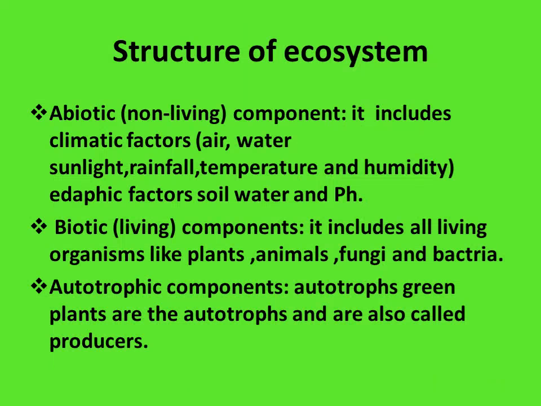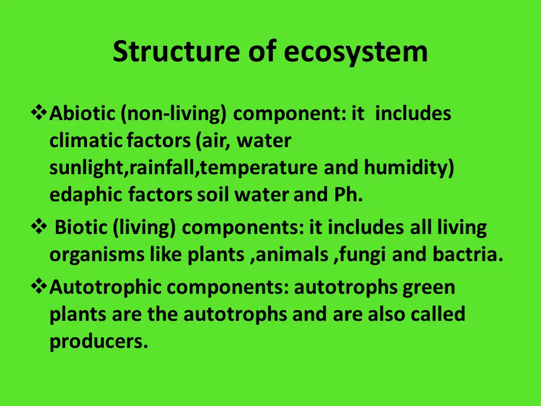The structure of the ecosystem was explained in the previous PPT as a picture. Abiotic: what are the things included? You might have seen in the previous PPT, these are also called the edaphic factors: soil, water and pH. Biotic are the living components: plants, animals, fungi and bacteria. Fungi and bacteria are decomposers. Autotrophic components are very essential for the ecosystem. So the ecosystem begins from this level.